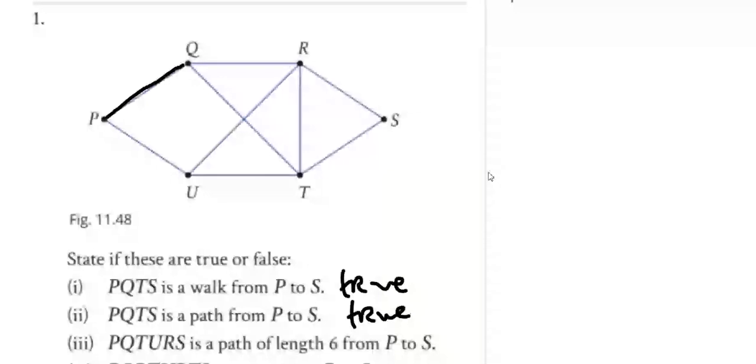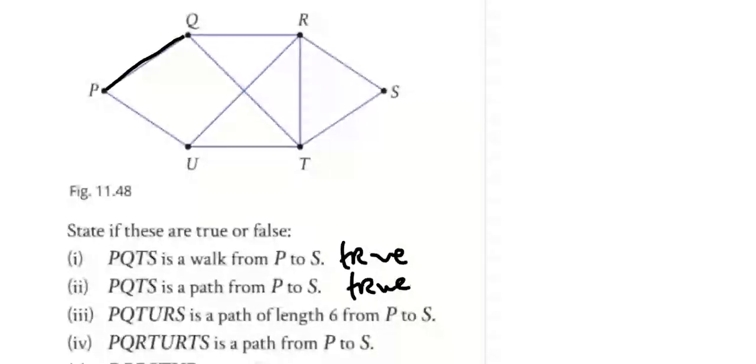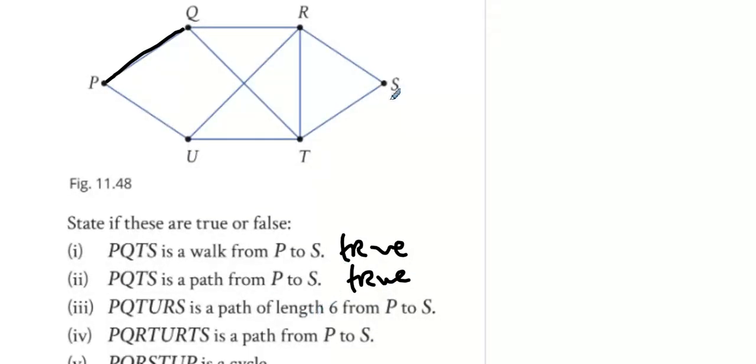Okay, PQTURS is a path of length 6 from P to S. Let's find out. So P to Q, Q to T, T to U, U to R, and R to S. And we use each edge only once, which means it is a path.